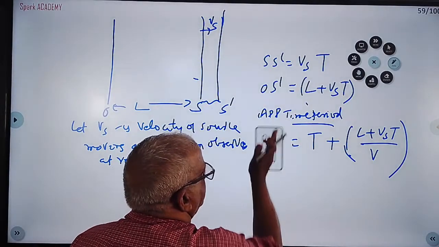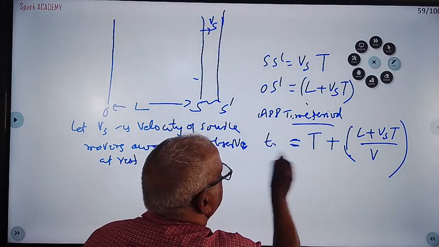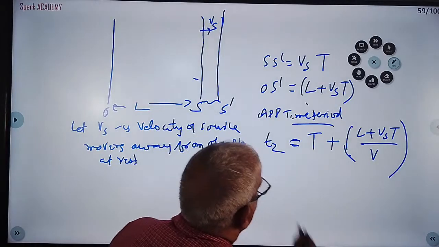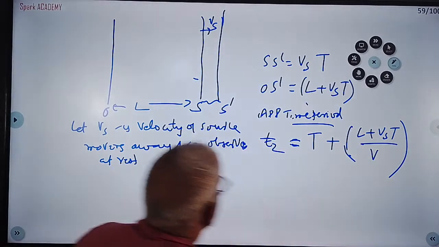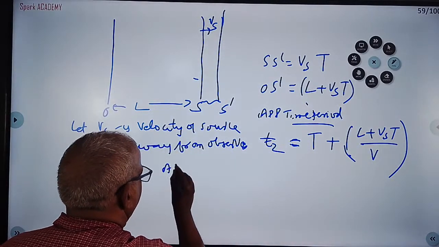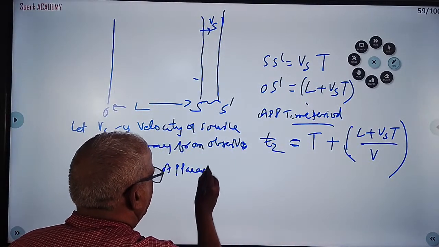So this is not T dash, this is T2. Time taken is T2. T2 is T plus L plus Vs into T by V. What is apparent time period? I am telling.